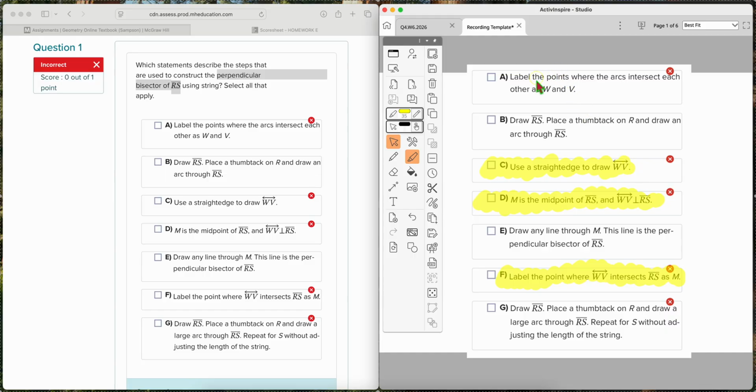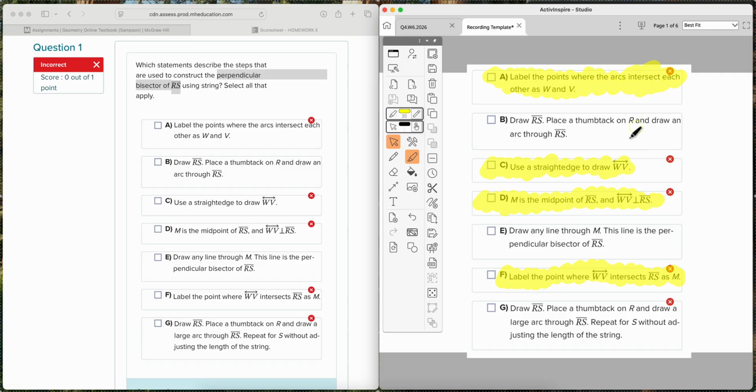And then this other one about WV, label the points where the arcs intersect each other as W and V. Okay, so now I'm kind of seeing it. W and V are these arcs. That's what they're describing, so hope that picture was helpful. So I'm going to highlight A as well, because I need to figure out where line WV came from, and it was these points. Label the points where the arcs intersect. Okay, so now we need to find something that's making arcs.